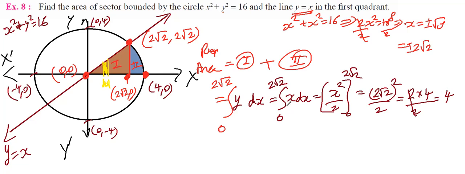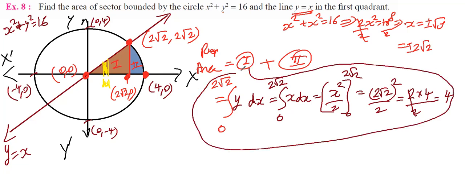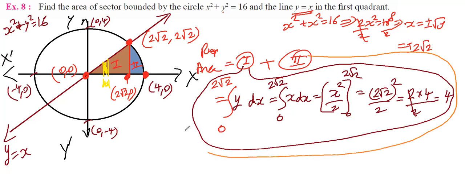Correct. So this is what you will get: 4. Now, what is the area of this second part? This is only the first part, which I have calculated. Now the second part I am going to calculate here.